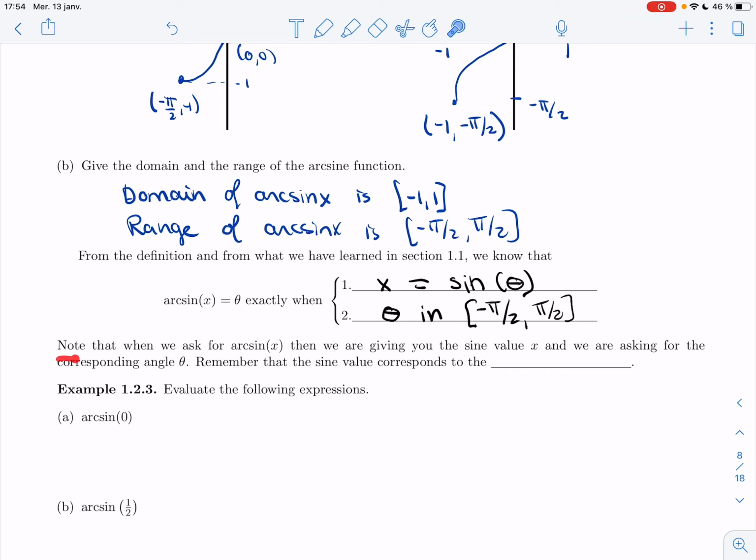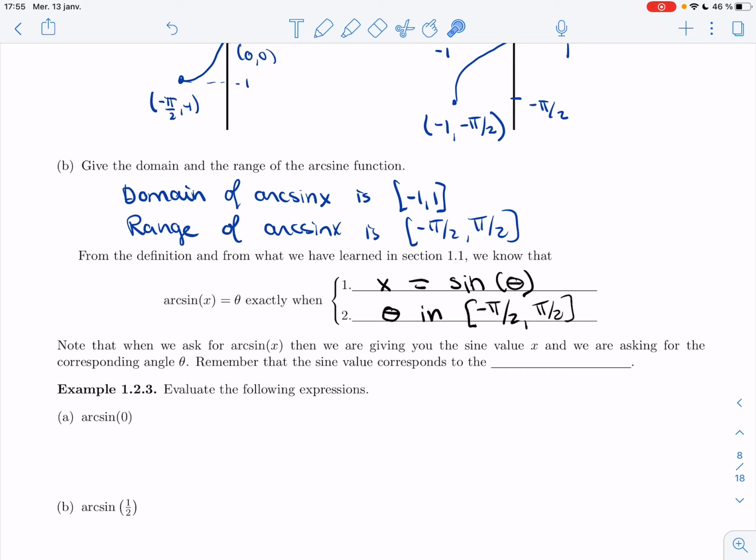All right, so note that when we ask you for arcsine of x, we are giving you the sine value x. So we're giving you the value of sine. We're asking for the angle back. So it's like the opposite of what we usually do.